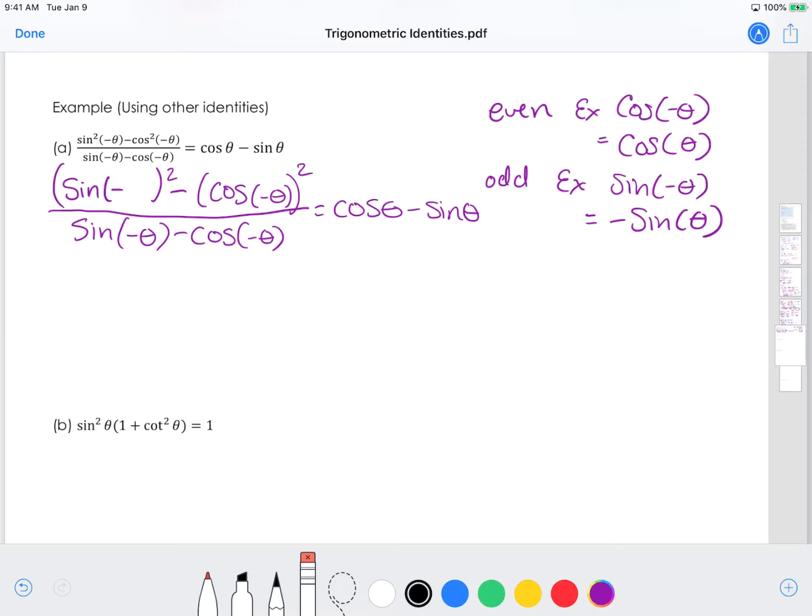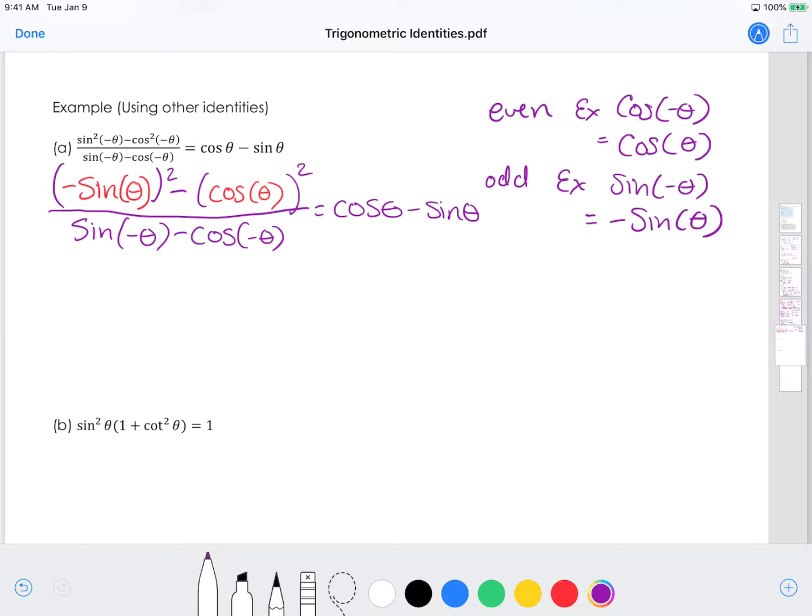Sine of negative theta, I can replace with negative sine theta because of my properties of odd functions. And then when I replace cosine of negative theta with cosine theta, this is what we have. So the part that's in red, I used my properties of even and odd functions to make that substitution. So now let's continue from here.